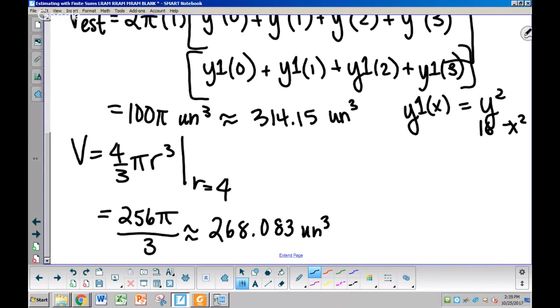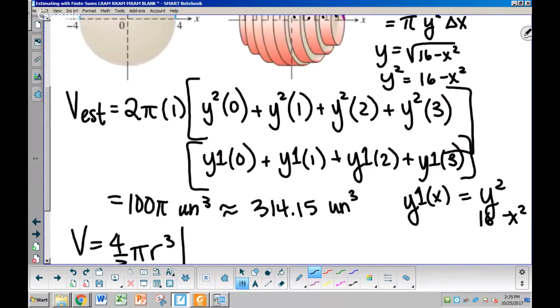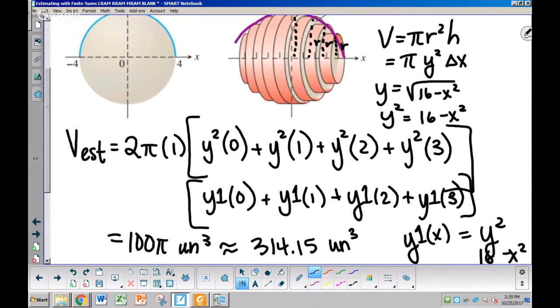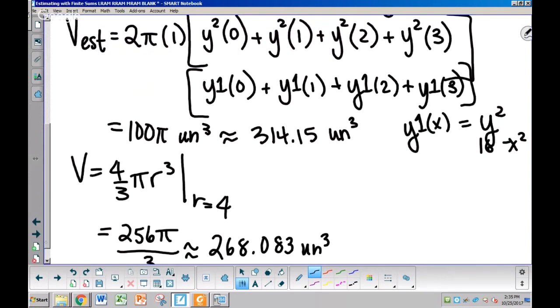So this is clearly not that great an overestimation. Does it make sense that it would be an overestimation? Looking at the picture, yeah, it would be. Could you get better? The answer is, we add more delta x's. You could use the midpoint approximation, or you could add more right circular cylinders.